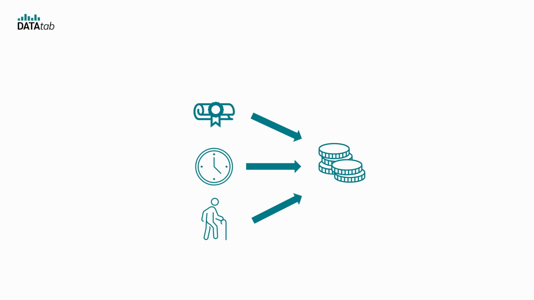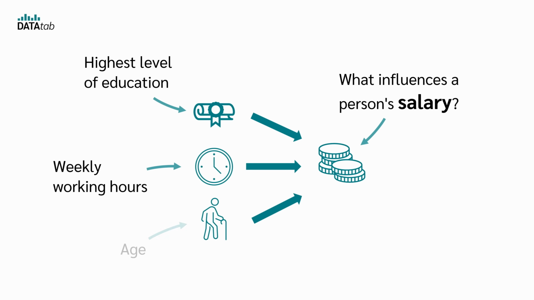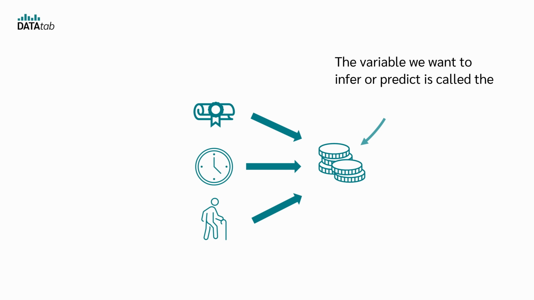Let's say you want to find out what influences a person's salary. For example, you could take the highest level of education, the weekly working hours, and the age of a person. You could now investigate whether these 3 variables have an influence on the salary of a person. If they do, you can predict a person's salary by taking the highest level of education, the weekly working hours, and a person's age. The variable we want to infer or predict is called the dependent variable.